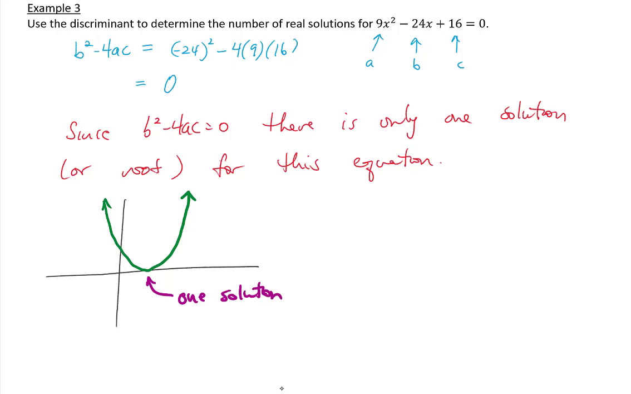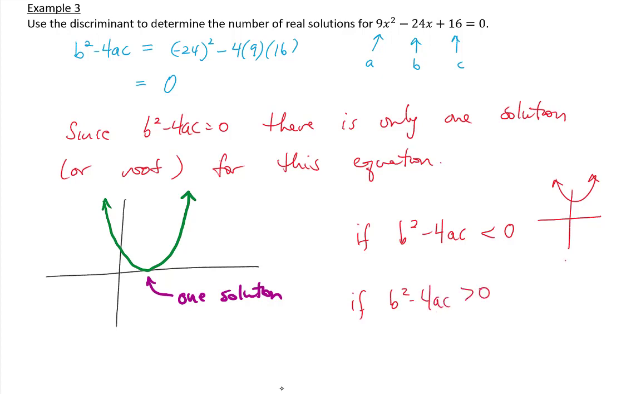Also, it's good to recall that if b squared minus 4ac was negative or less than 0, you would have had no solutions, so the graph would not cross the x-axis. And if b squared minus 4ac was greater than 0, that would have meant two solutions. That means it crossed the x-axis at 2 points.